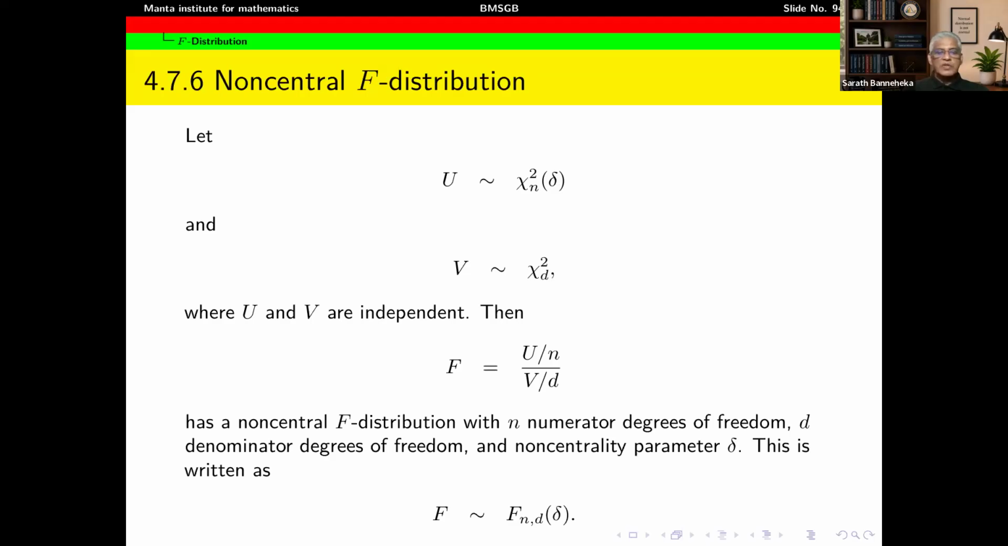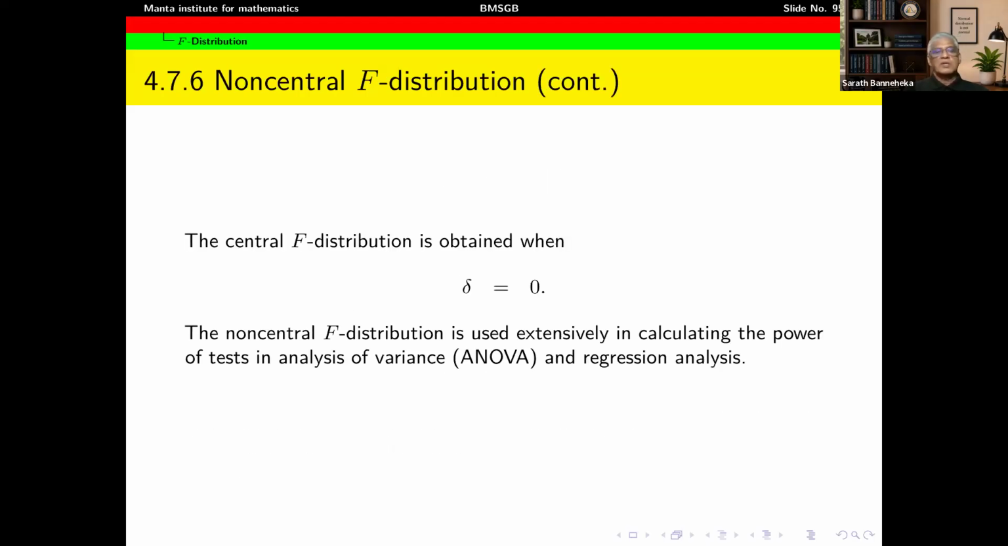So we denote it, for example, like this. I have denoted the random variable also by capital F here. That's okay. So that random variable F has an F distribution with n numerator degrees of freedom, d denominator degrees of freedom, and non-centrality parameter delta. And the central F distribution, of course, can be obtained when delta is equal to 0.